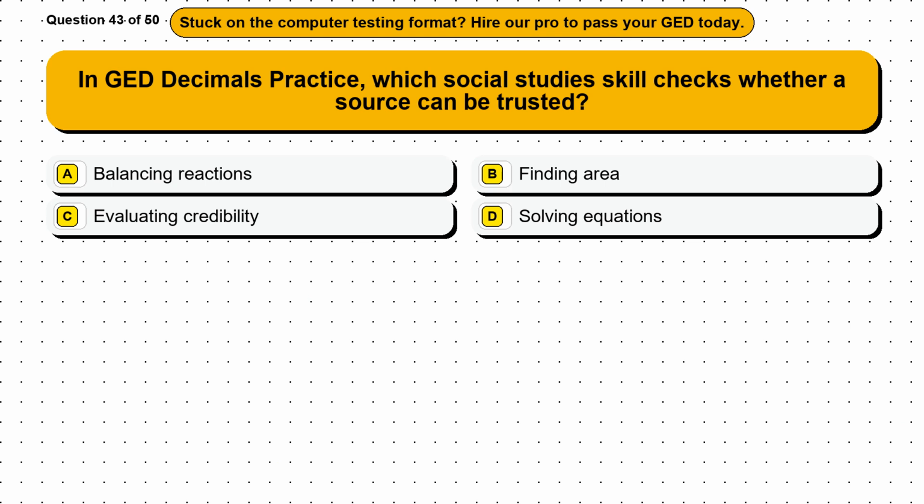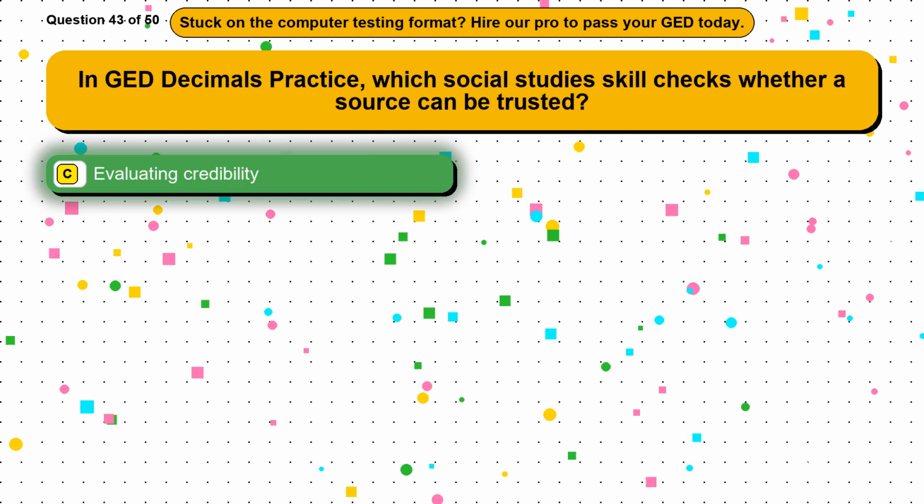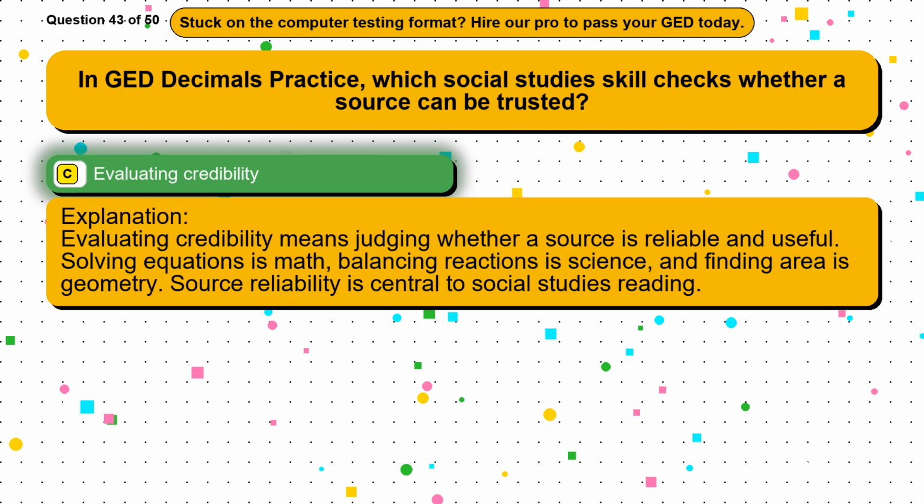Question 43. In GED Decimals Practice, which social studies skill checks whether a source can be trusted? Option A balancing reactions. Option B finding area. Option C evaluating credibility. Option D solving equations. The correct answer is option C. Evaluating credibility. Evaluating credibility means judging whether a source is reliable and useful.